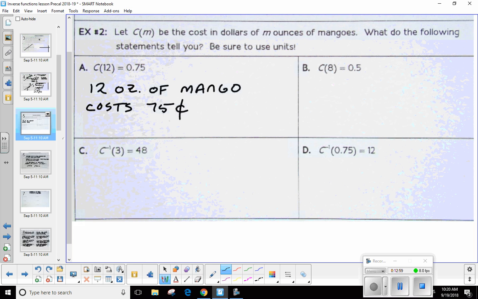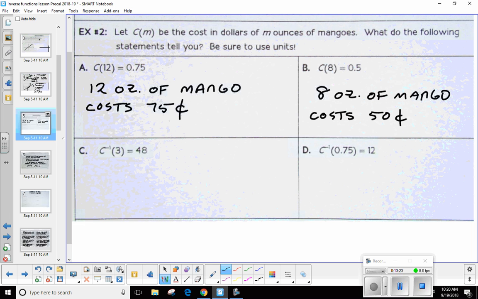So let's try B. C of 8 equals 0.5. Raphael, what do you think about that? What statement or sentence can I write? Perfect. He says 8 ounces of mango costs 50 cents.